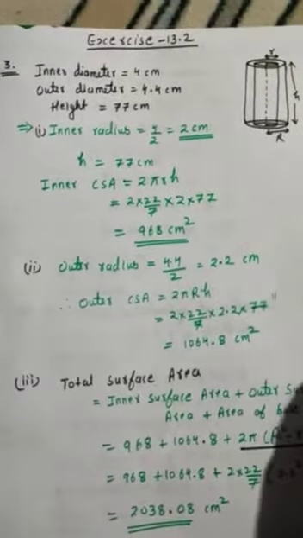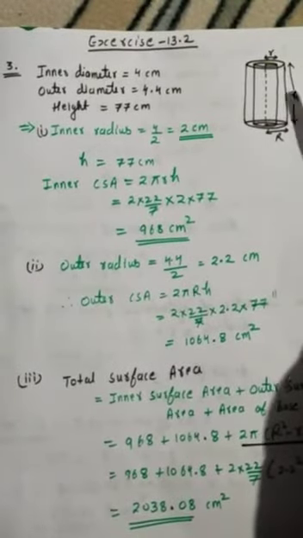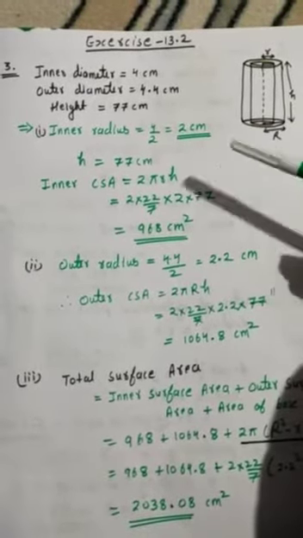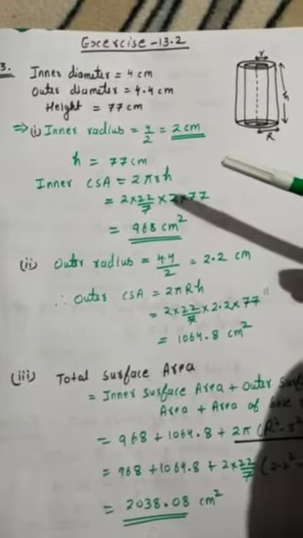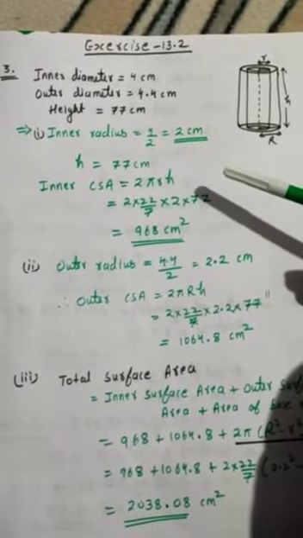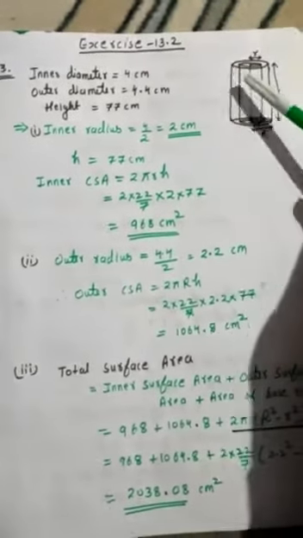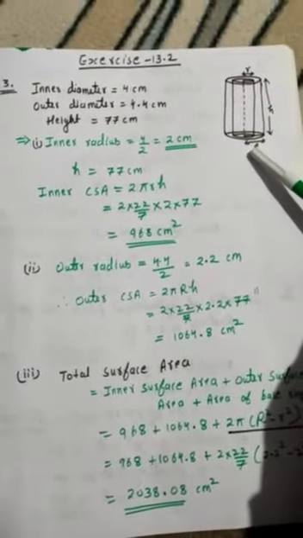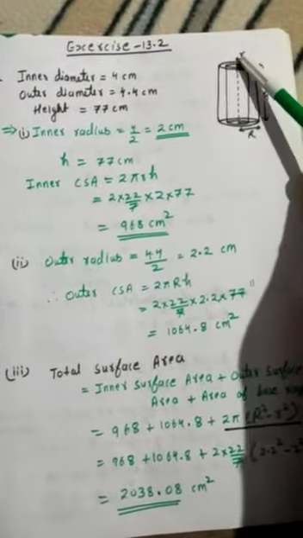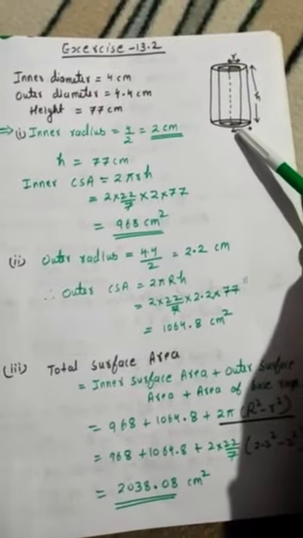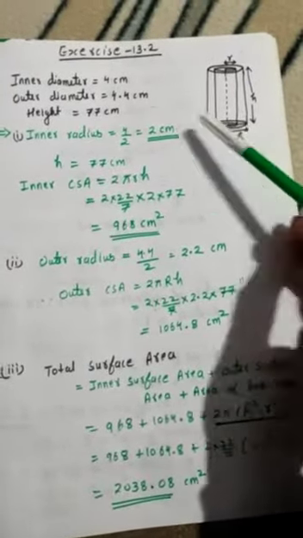So now we have already started exercise 13.2 in which we have done 2 questions. So we are going to proceed further now. Third question. Now what is given to you in the third question is a metal pipe. It is 77 centimeter long. That means long means its height. The height is given to you, 77 centimeters.